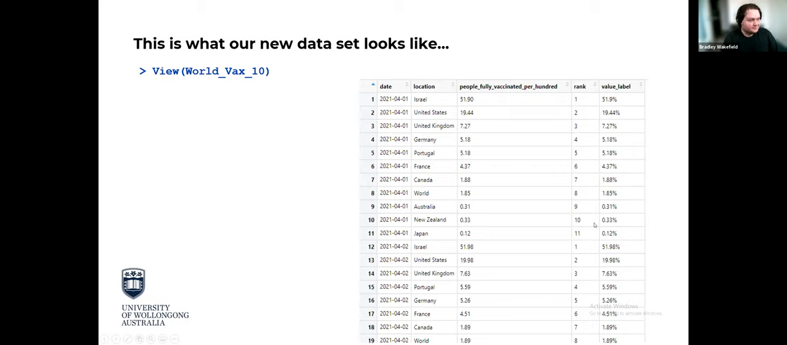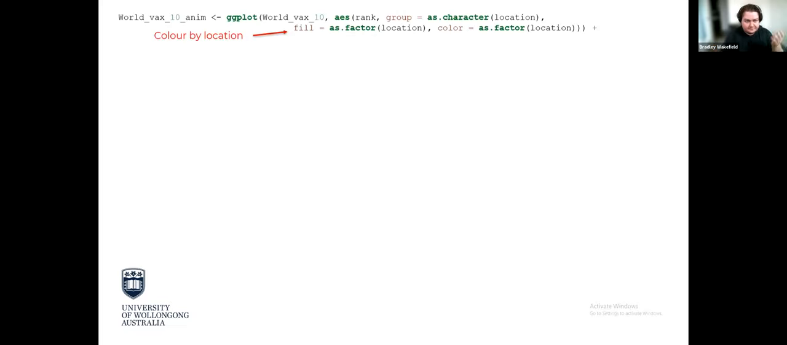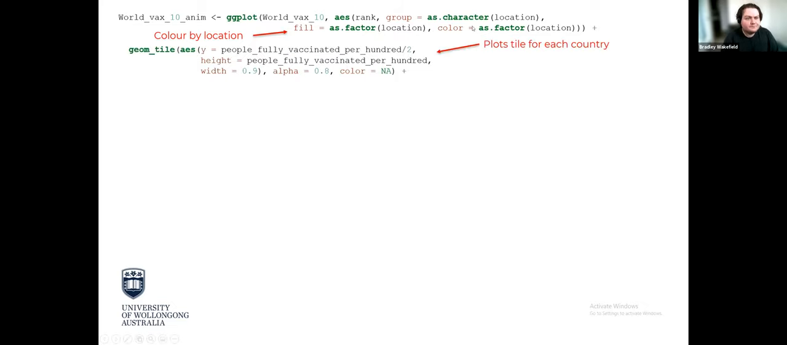All right, so now let's make our plot. Let's put our plot together. We've got our first layer, which just tells it the mappings and what data set to use. So I've told it to use the rank on the x-axis. I've also told it to group by location, to use a different color for each location, and a different fill color for each location.